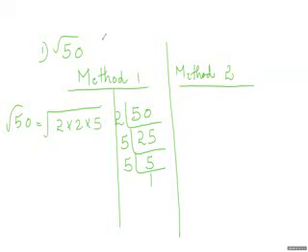Now, can you see one pair over there? Can you see one pair? Ma'am, 2 into 5 into 5. Sorry, dear, sorry. I'll check it.